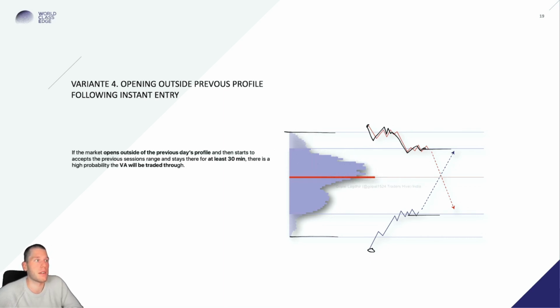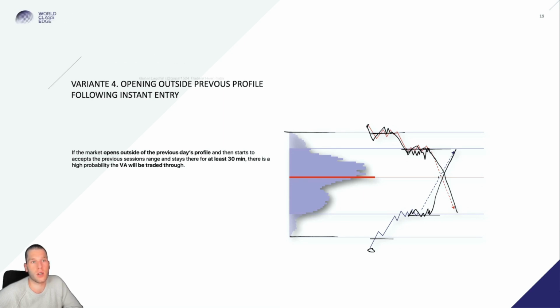If the market opens outside of the previous day profile, above or below, and then starts to accept the previous session's range and stays there for at least 30 minutes, it needs to stay in between the high and the low of the previous profile, then there is a very high probability that at some point we will accept the value area. So we'll step inside the value area, spend some time, build volume on the top side or the bottom side, and then we will trade through it. And our trading plan is according to that.